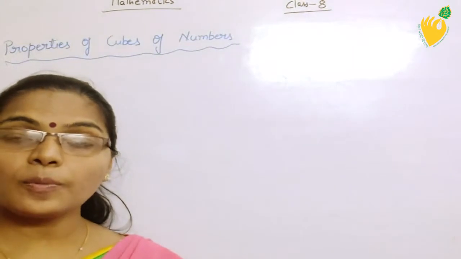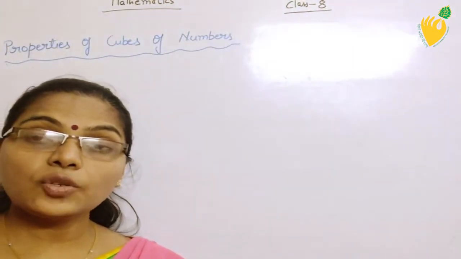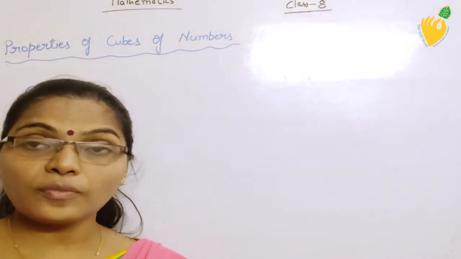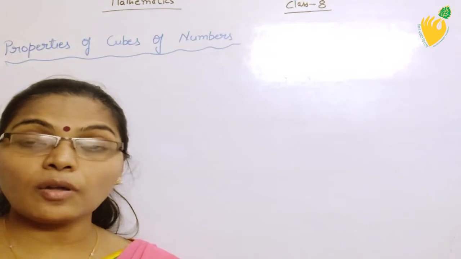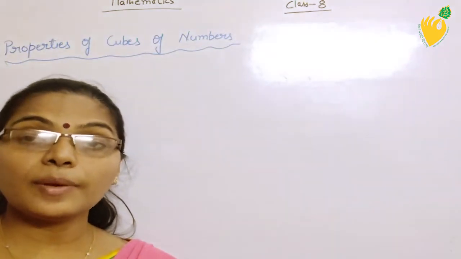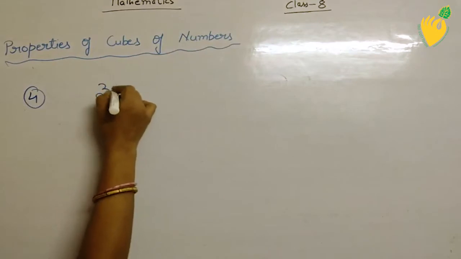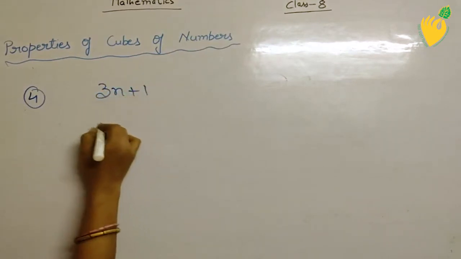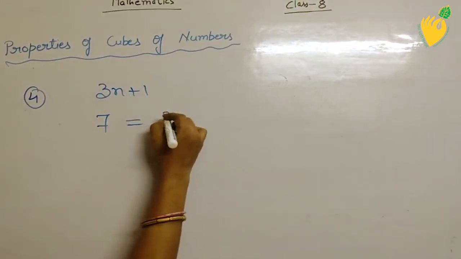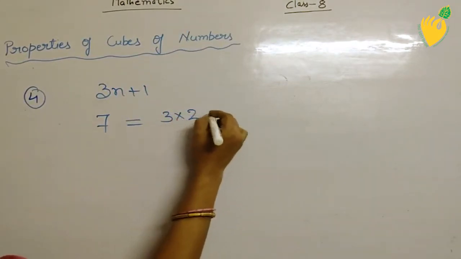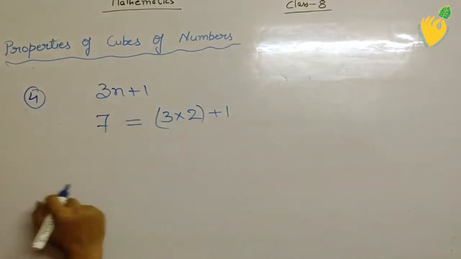Now students, the next property of the cubes is that if any natural number is of the form 3n plus 1, then the cube of that number will also be of the form 3n plus 1. Let's see how. Our form is 3n plus 1. Suppose we take the number 7, and the form of this number is 3 into 2 plus 1. You can write it like this: 3 times 2 is 6, plus 1 is 7.